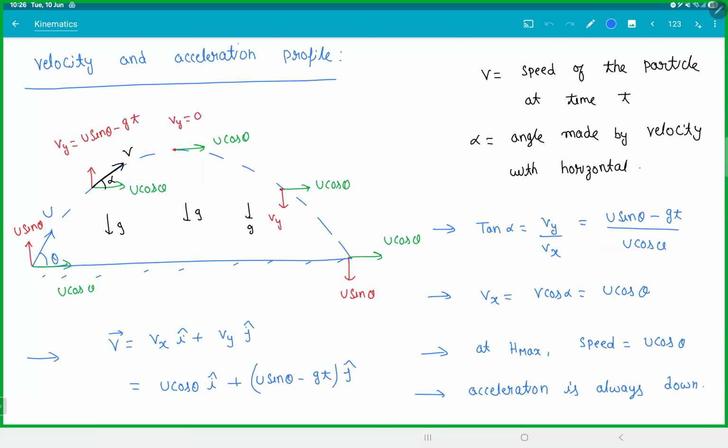Then we got a velocity profile. As you're going up, only the vertical velocity will decrease, the horizontal will not change because a_x is 0. So the horizontal velocity will always remain u cos theta. Vertical velocity will be u sin theta minus gt.